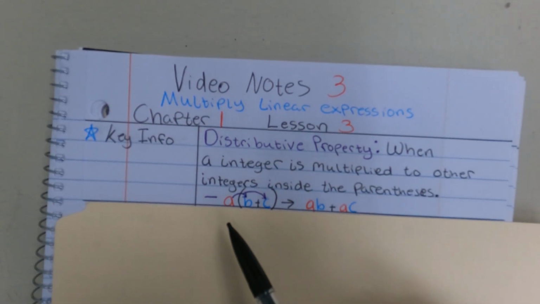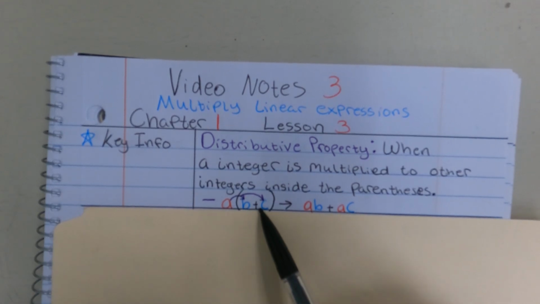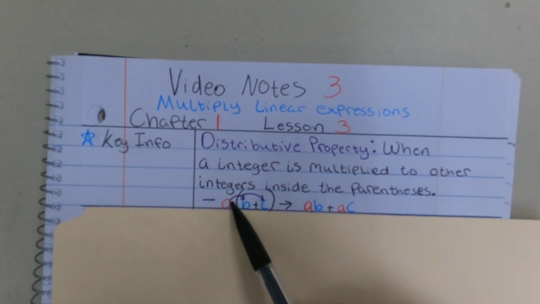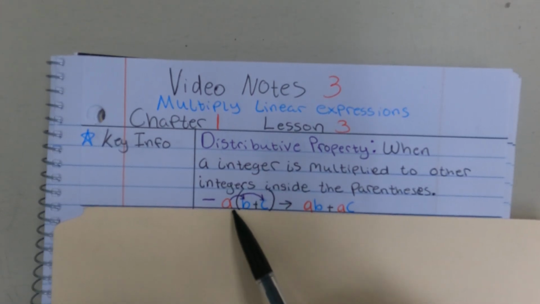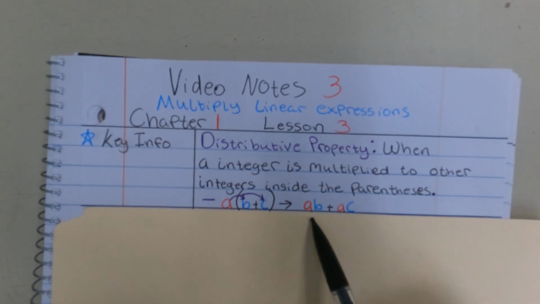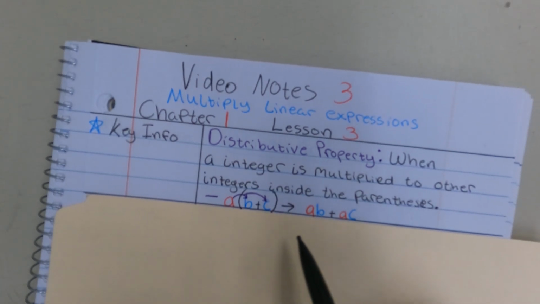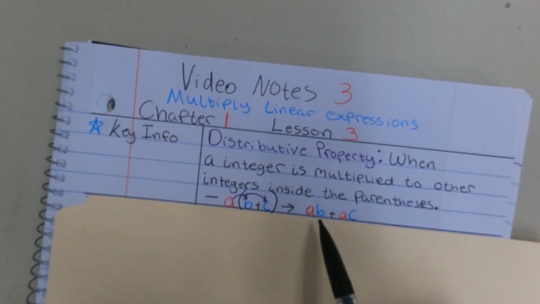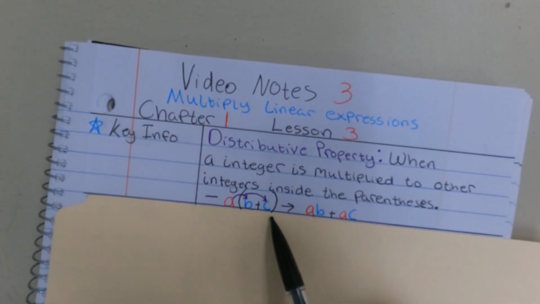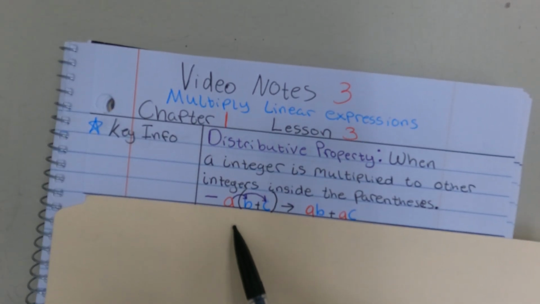So say, for instance, we have a(b + c). Now, if you look closely, there are arrows. This is your distributing process. When they mean by distribute, it means you're just going to multiply. So it's going to be a times b plus a times c. So as you can see, they are being multiplied to each of these terms inside. So this can be integers or this can be variables. In our case, this was variables.